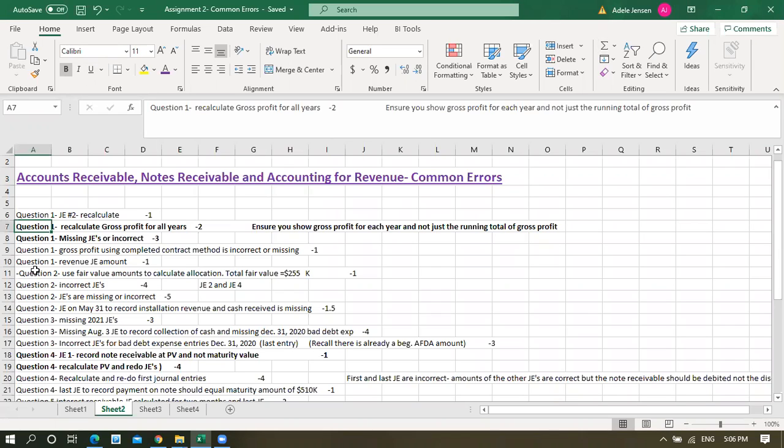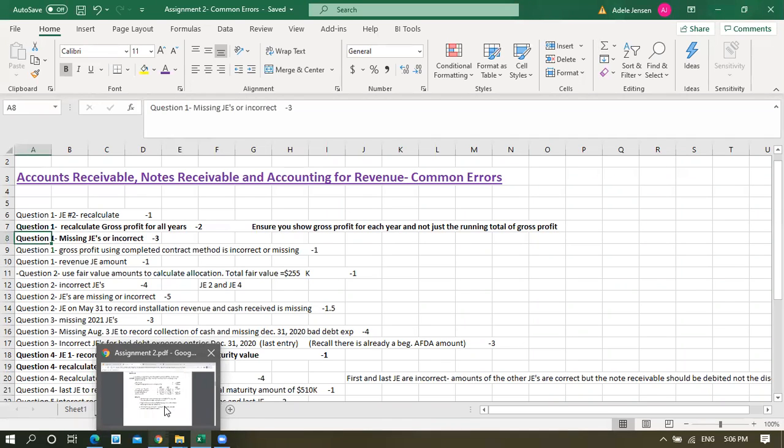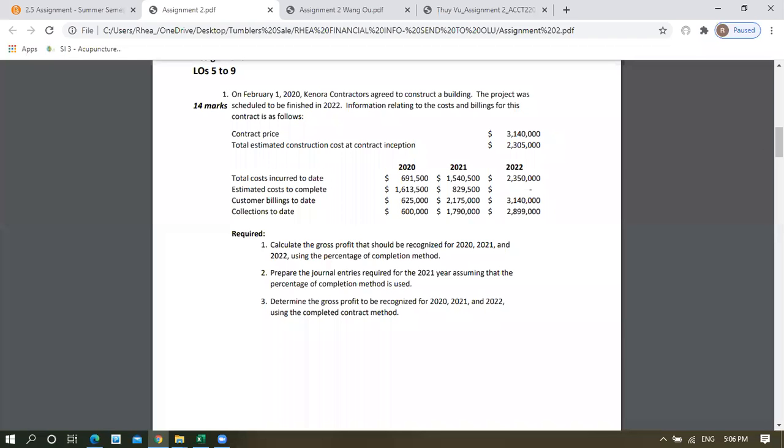Down here below, I have some common errors that we can talk about, but we'll just pull up an example question. Okay, so this first question on assignment 2, we are dealing with accounting for recognizing revenue from long-term contracts. And this question was done quite well.